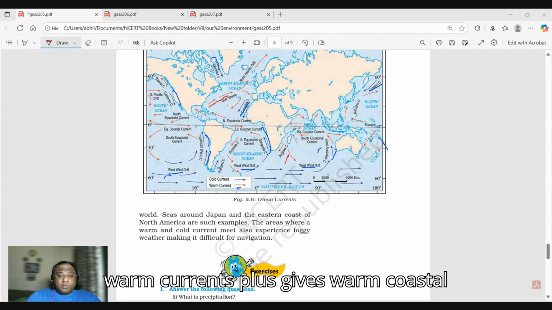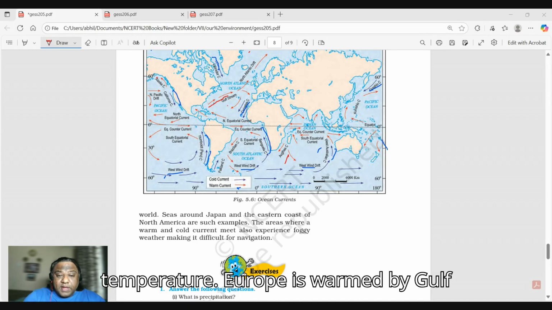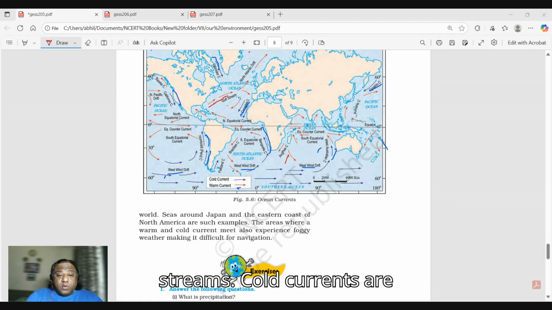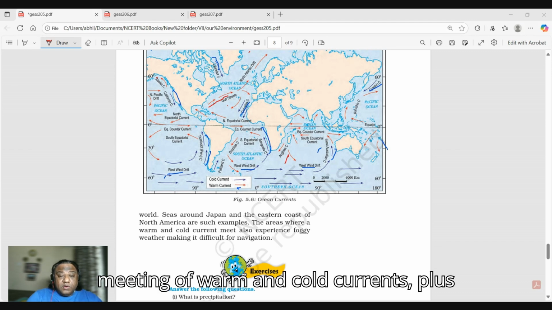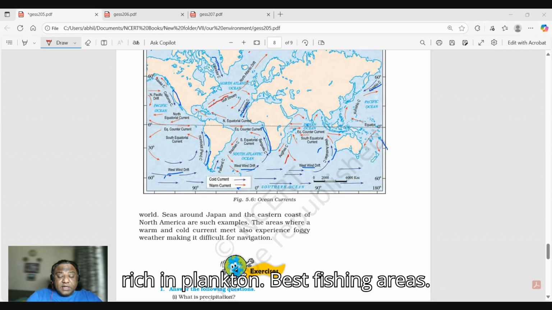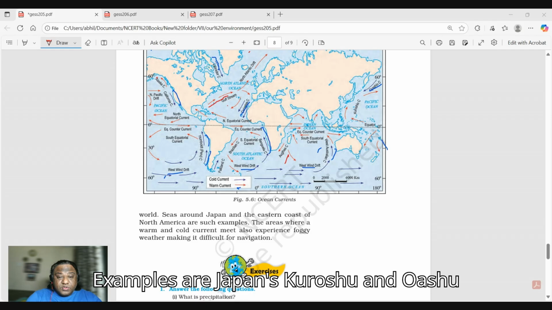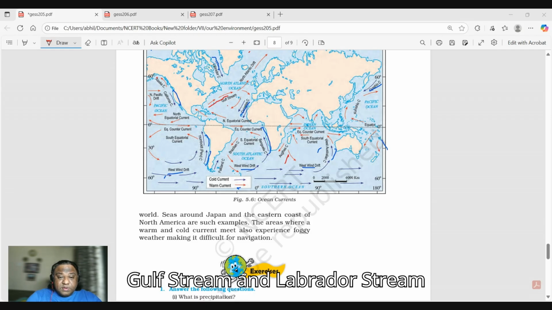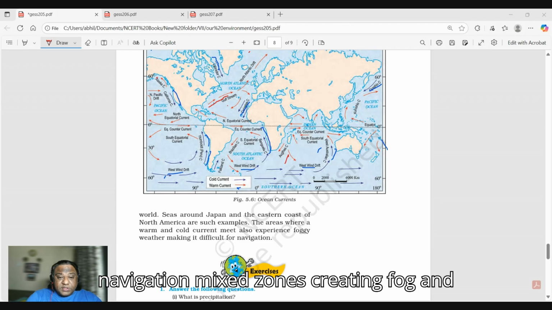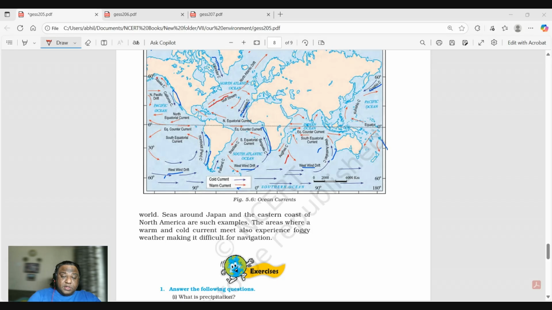Impact on climate: warm currents give warm coastal temperatures. Europe is warmed by the Gulf Stream. Coasts are cooled by cold currents. Fishing grounds: the meeting of warm and cold currents is rich in plankton, making the best fishing areas. Examples are Japan's Kuroshio and Oyashio where they meet, and eastern North America, the Gulf Stream and Labrador Current. Navigation: mixed zones create fog and are hazardous for ships.